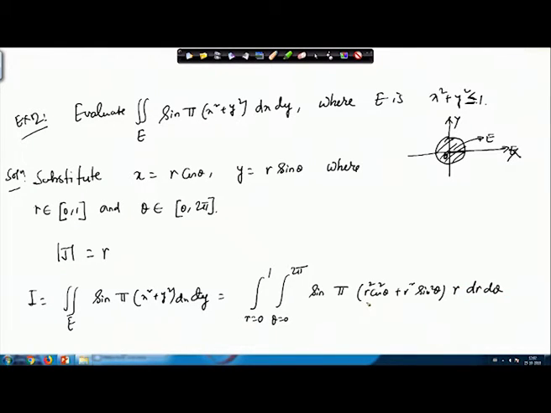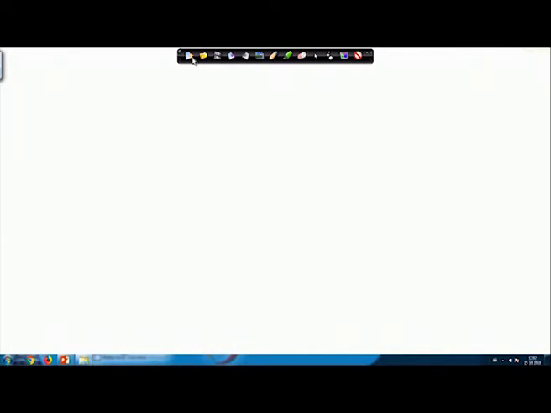So, we take r square common. It will be cos square theta plus sin square theta, and that value will be 1. Then we are left with r running from 0 to 1, theta running from 0 to 2 pi, sin pi r square times r dr d theta. So, here it is a very simple integral to evaluate.